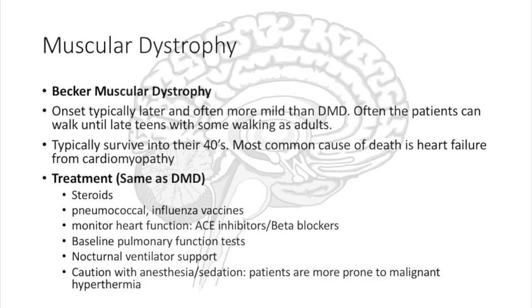Becker muscular dystrophy is typically onset later in life and often more mild than Duchenne's muscular dystrophy. Often these patients can walk until the late teens, with some walking as adults. These patients typically survive into their 40s, and the most common cause of death, again, is heart failure from cardiomyopathy. Treatments for this type of muscular dystrophy, as with many, are steroids, pneumococcal and influenza vaccines, monitoring heart function, again baseline PFTs, ventilator support, and being precautionary with anesthesia and sedation.